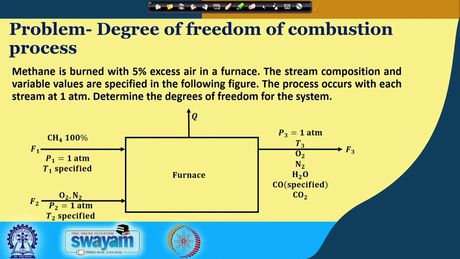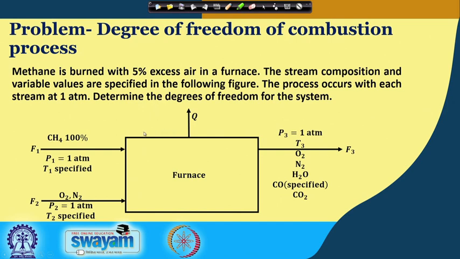So first problem is on the concept of degrees of freedom, and this has been applied for a combustion process. In this problem, methane is burned with 5% excess air in a furnace. The stream composition and the variable values have been shown in this particular figure, and the process occurs with each stream at 1 atmosphere pressure. So we have to determine the degrees of freedom for this system.